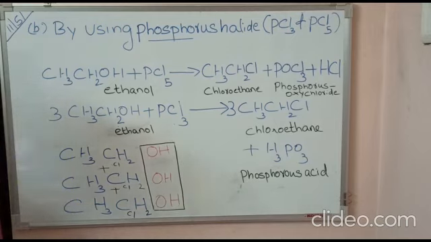And the byproduct is H3PO3, that is phosphorous acid. So, in this reaction, you have to keep this in mind. Always take 3 molecules of that alcohol. Then only you will get the correct byproduct, phosphorous acid. So that's all about this reaction by using phosphorus halide.